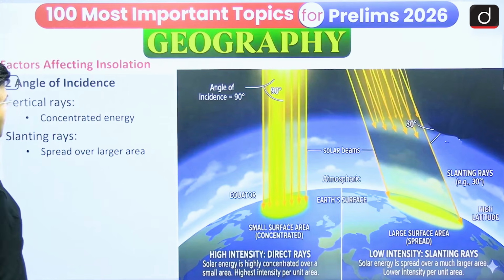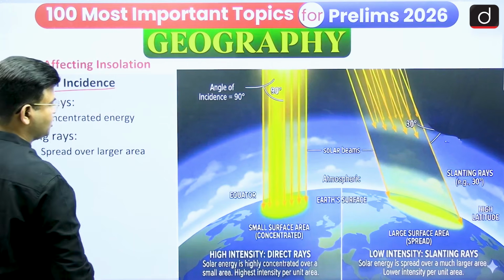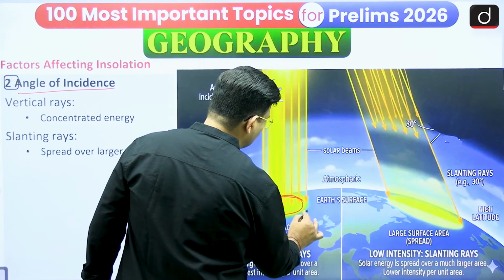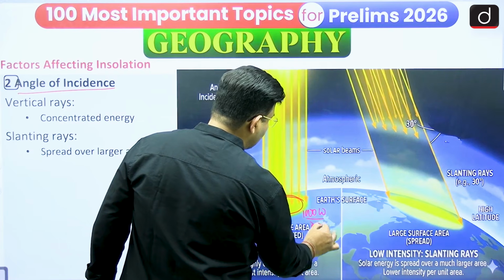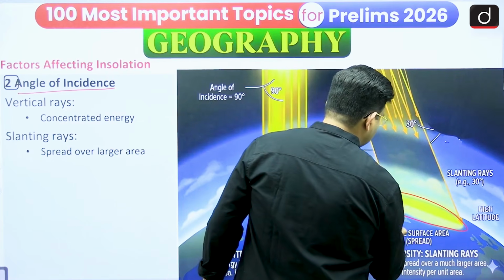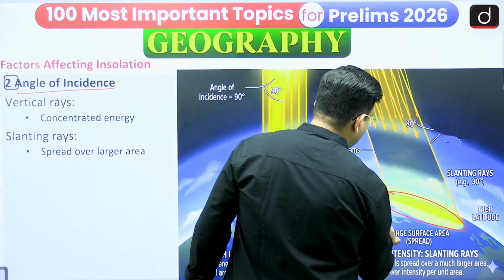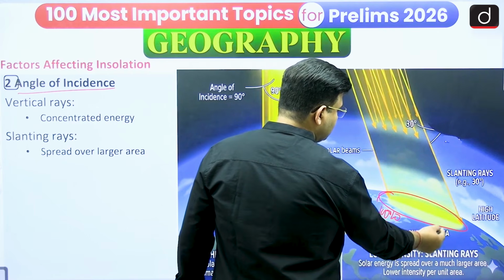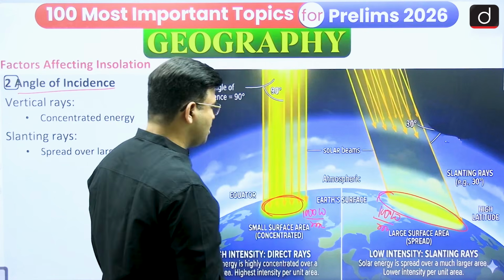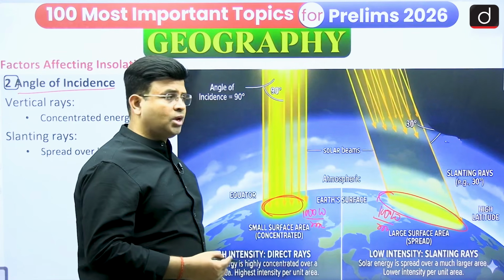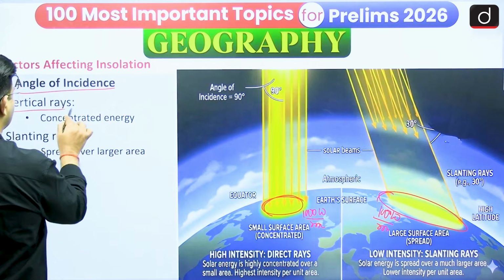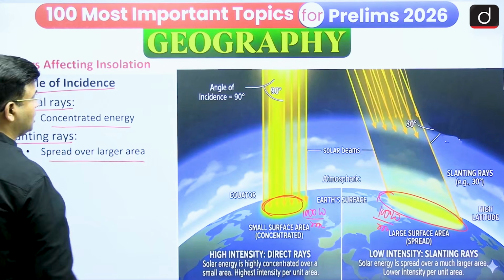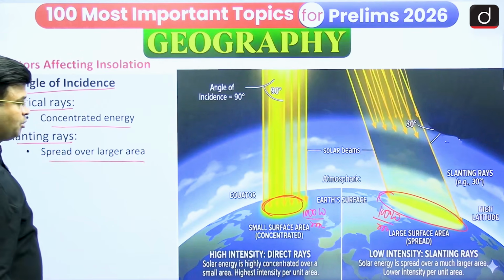Now moving to the next, the angle of incidence, which I have already discussed. If the angle of incidence is 90 degrees in this region, again the same thing, we have 1000 watt per meter square, and here we are covering a larger area with 100 watt per meter square. So with a larger surface area the heat is spread out, and with a smaller surface area the same heat is concentrated. Vertical rays concentrate energy in a particular region, and slanting rays are spread over a large area, therefore heating is reduced and temperature decreases.